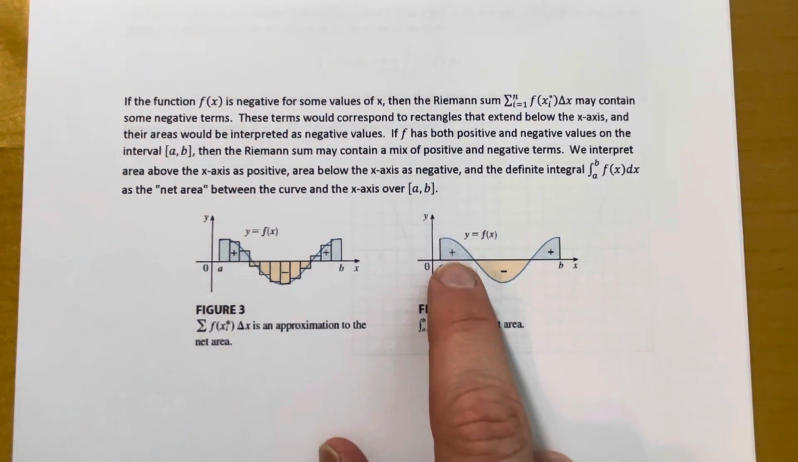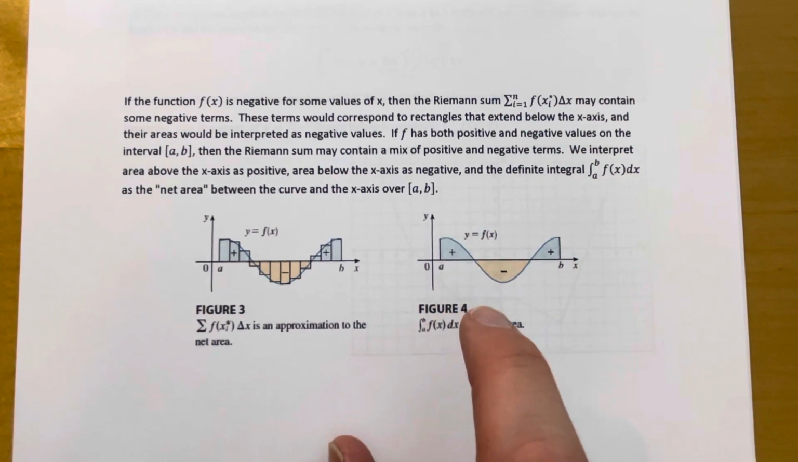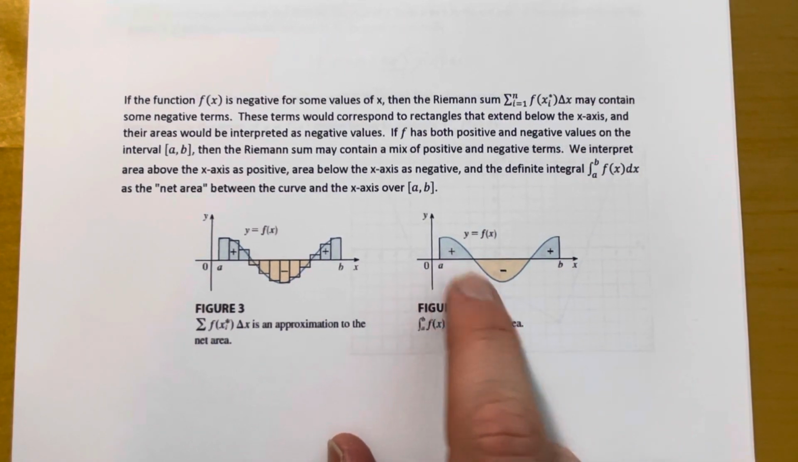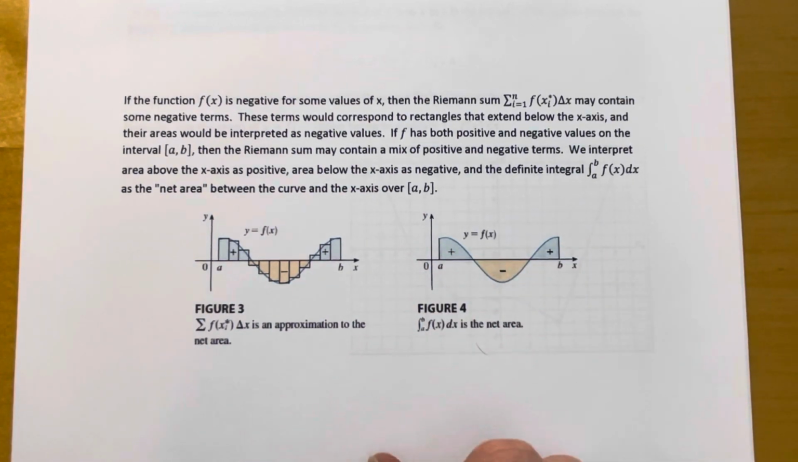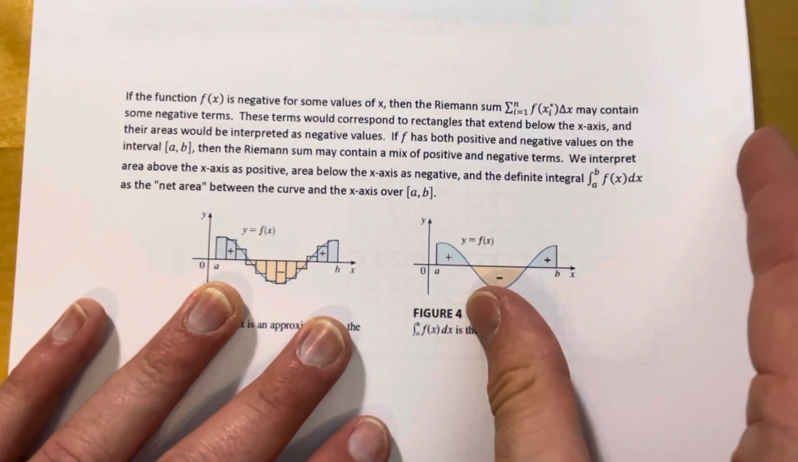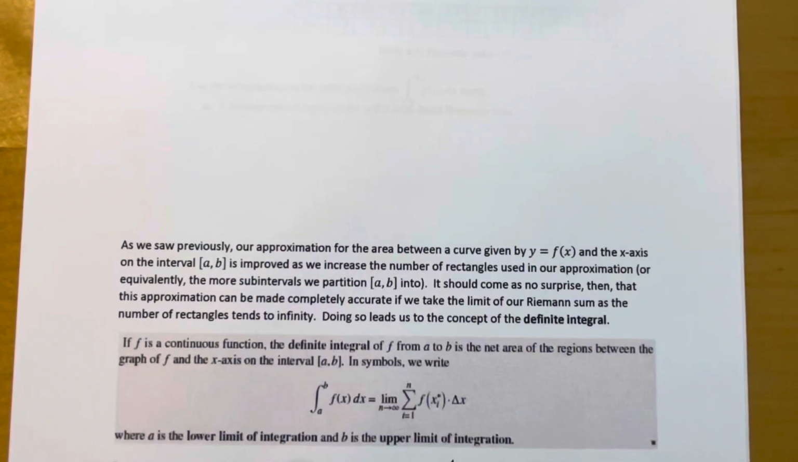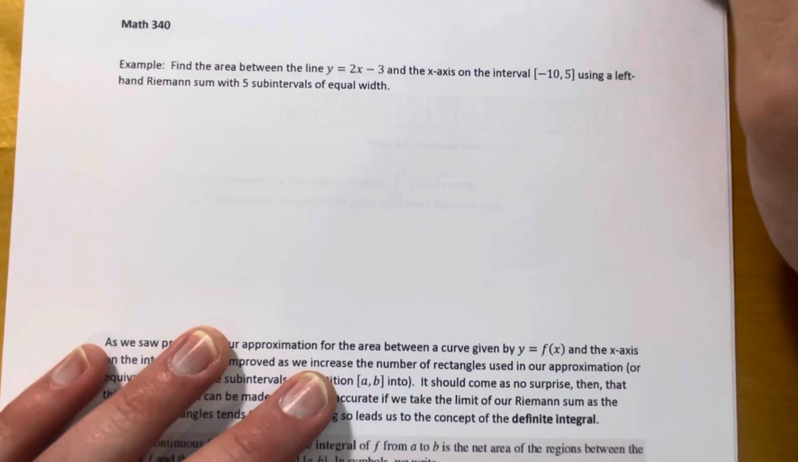So it is possible for a function to have an area of 0 between the curve and the x-axis, even if you see area there. Again, it has to do with that net area idea, where some is negative, some is positive. So let's apply this to an example here.